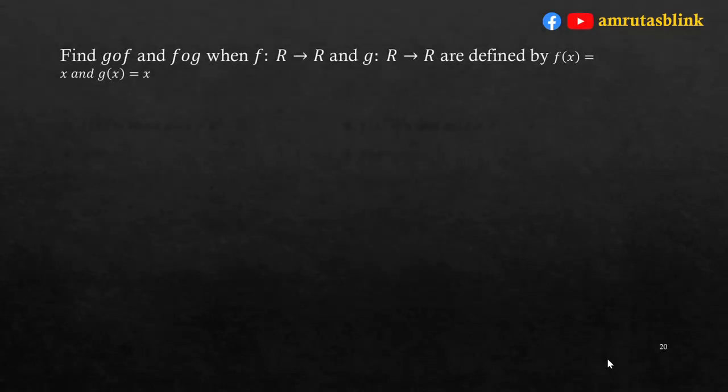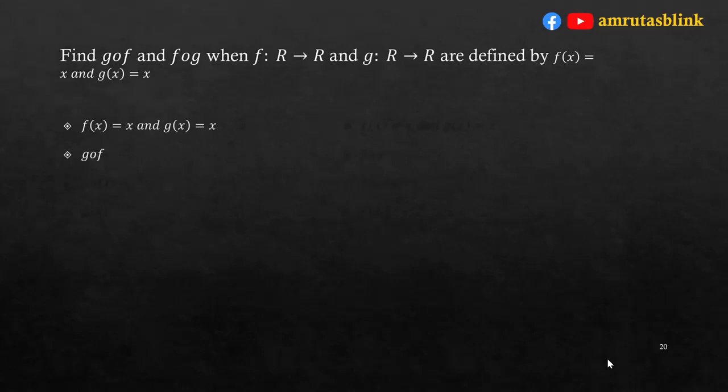Moving to next problem. Find g of f and f of g when f is defined on real numbers and g is defined on real numbers, such that f of x is equal to x and g of x is also equal to x. Now, this is very simple problem. f of x is equal to x and g of x is also equal to x.